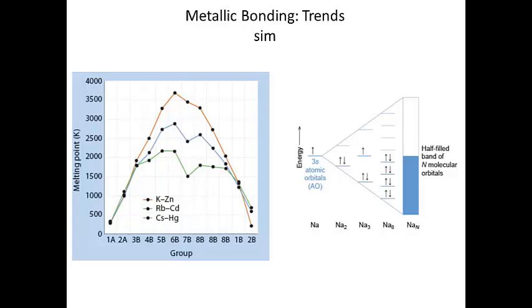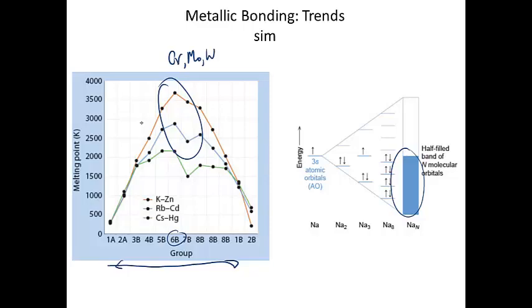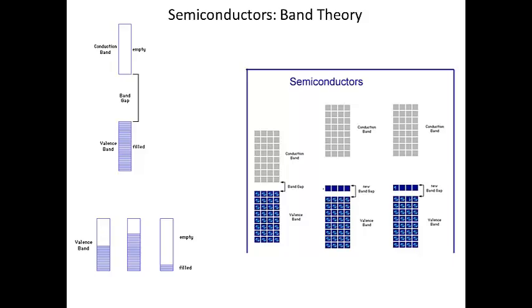So our general trend is that as you go across the s and p blocks in the periodic table, the strongest bonding is when you've got the band half filled, and those are the elements around group 6B, the chromium, molybdenum, tungsten group. And as you go to either side of that, the bonding gets weaker. An extension of this band theory is used for describing and explaining semiconductors.